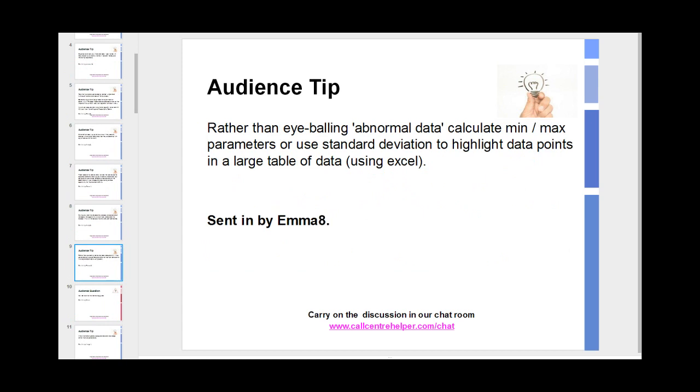And we've got a tip in from Emma. So, dealing with your abnormal data, Penny, who suggests that rather than just eyeballing the abnormal data, calculate minimum and maximum parameters, or use the standard deviation, which you talked through, to highlight data points in a large table of data, just using Excel to do that. Yes, absolutely, Emma. I absolutely agree. You can eyeball a little bit. It should jump out at you, but you can't count on that. So, yes, just as she says, using standard deviation to highlight that will point them out to you.